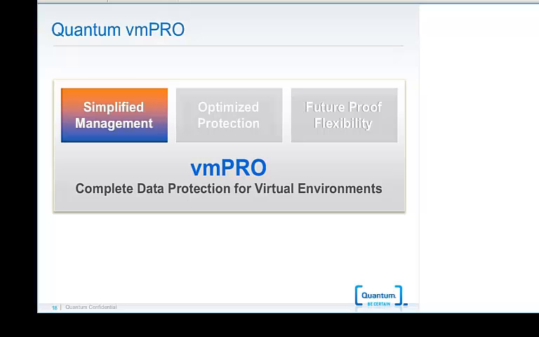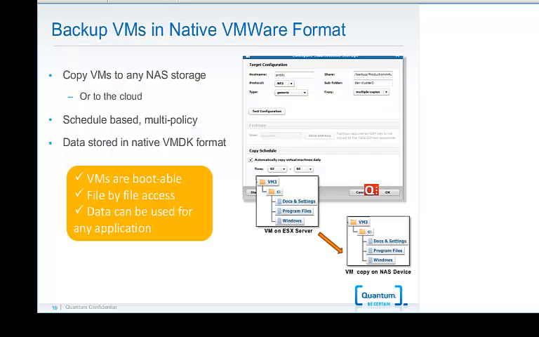With VM Pro, you can back up VMs in their native VMware format. You can easily copy VMs to any NAS storage target or to the cloud, and schedule-based with multiple policies for different backup mediums, and for VM pooling, which we just mentioned. So take these VMs and protect these, and then don't touch these VMs. Allows a lot of flexibility for your environment. And since the data is stored completely in a native VMDK format, this allows you to have VMs that are bootable regardless of their location, and provides you with file-by-file level access. The data can be used for any application such as development, engineering, or testing.